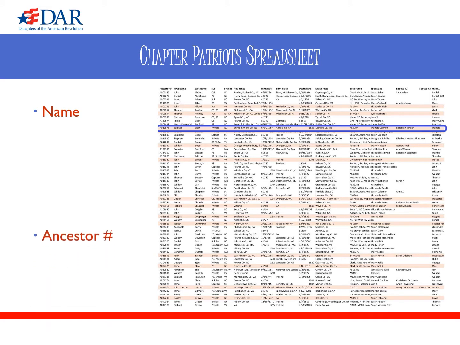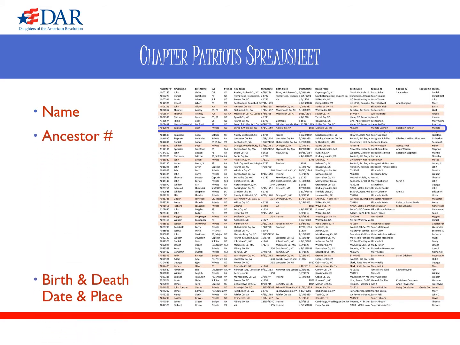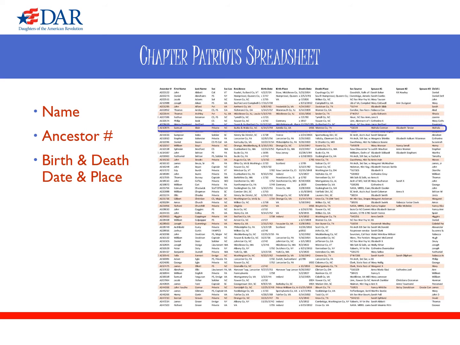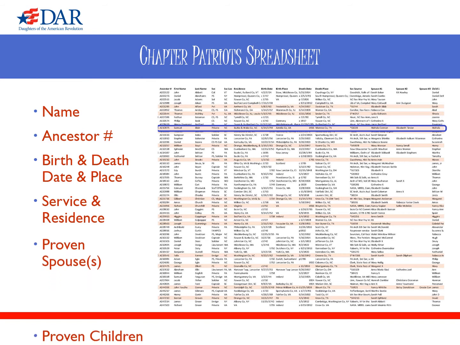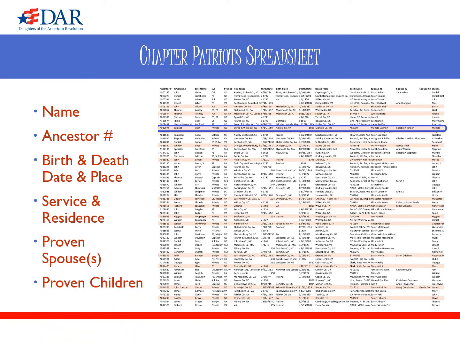Some chapters have created a spreadsheet of all chapter Patriots, detailing their dates and places of birth and death, their service and residence during the Revolution, and their proven spouses and children. This information is found in the DAR database and comes from the verified applications of DAR members. We will only use what DAR has verified, including the DAR spelling of Patriot names. How you can find this information for yourself is a topic we will explore in a few minutes.